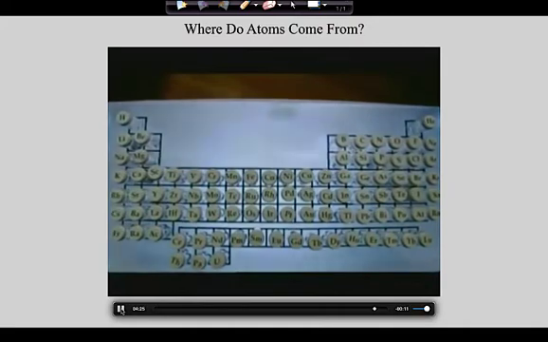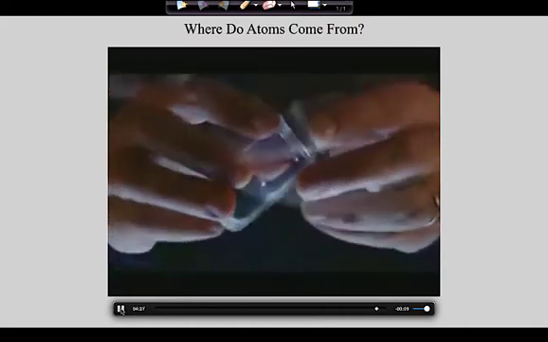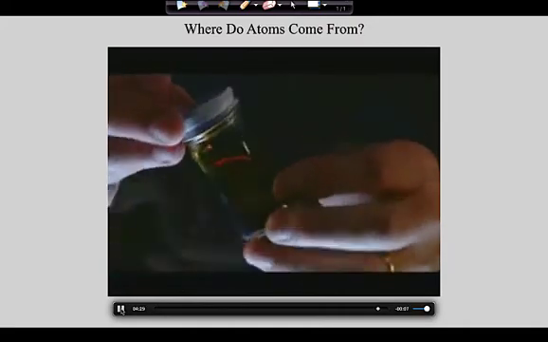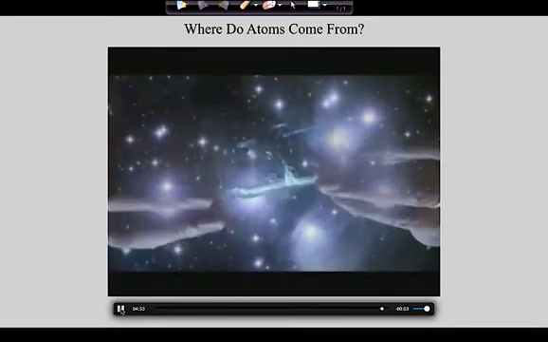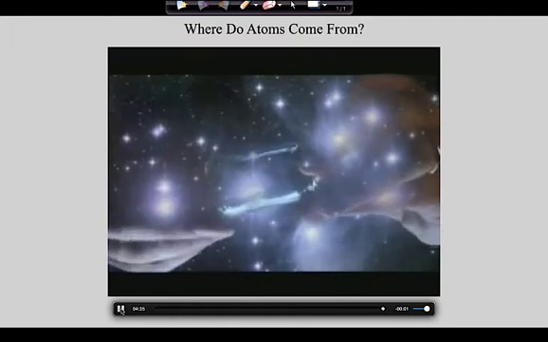We are all stardust. The carbon in our bodies, the iron in our blood, the calcium in our bones. Every last atom was formed in a star.